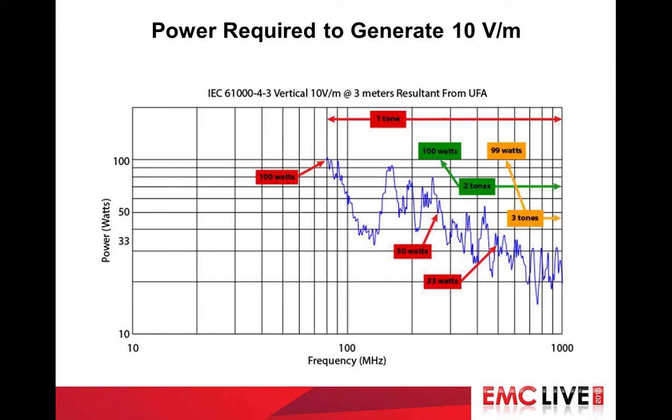If 3 tones were generated, we require 99 watts of average power. At 500 megahertz, using 3 tones, it requires 99 watts of forward power to generate a field strength of 10 volts per meter. Since a 120 watt amplifier is used, you have enough marginal power to generate 3 tones from 500 megahertz to 1 gigahertz. The bottom line is there is extra power available at the higher end of the band to generate multiple tones, again because of the antenna gain at the higher end of the band.